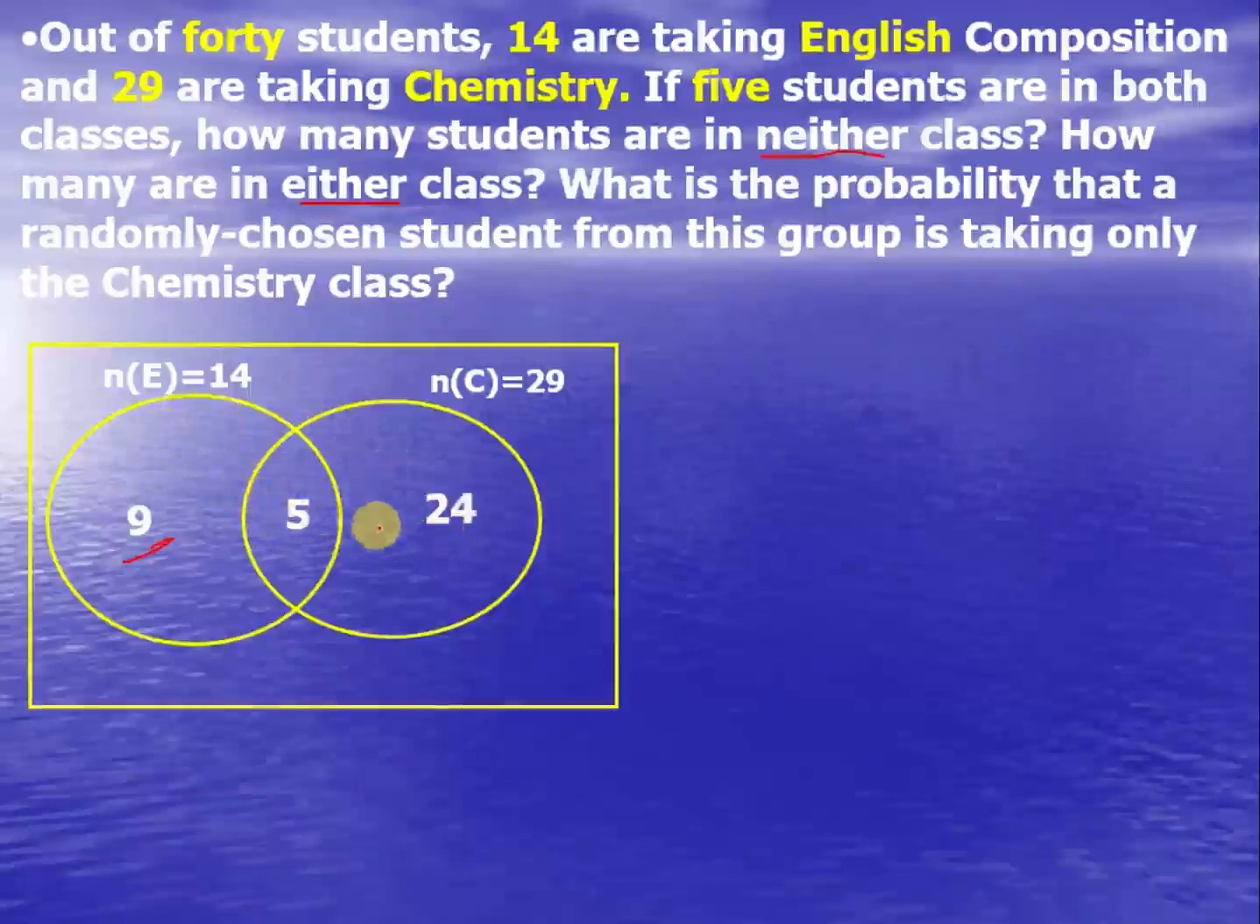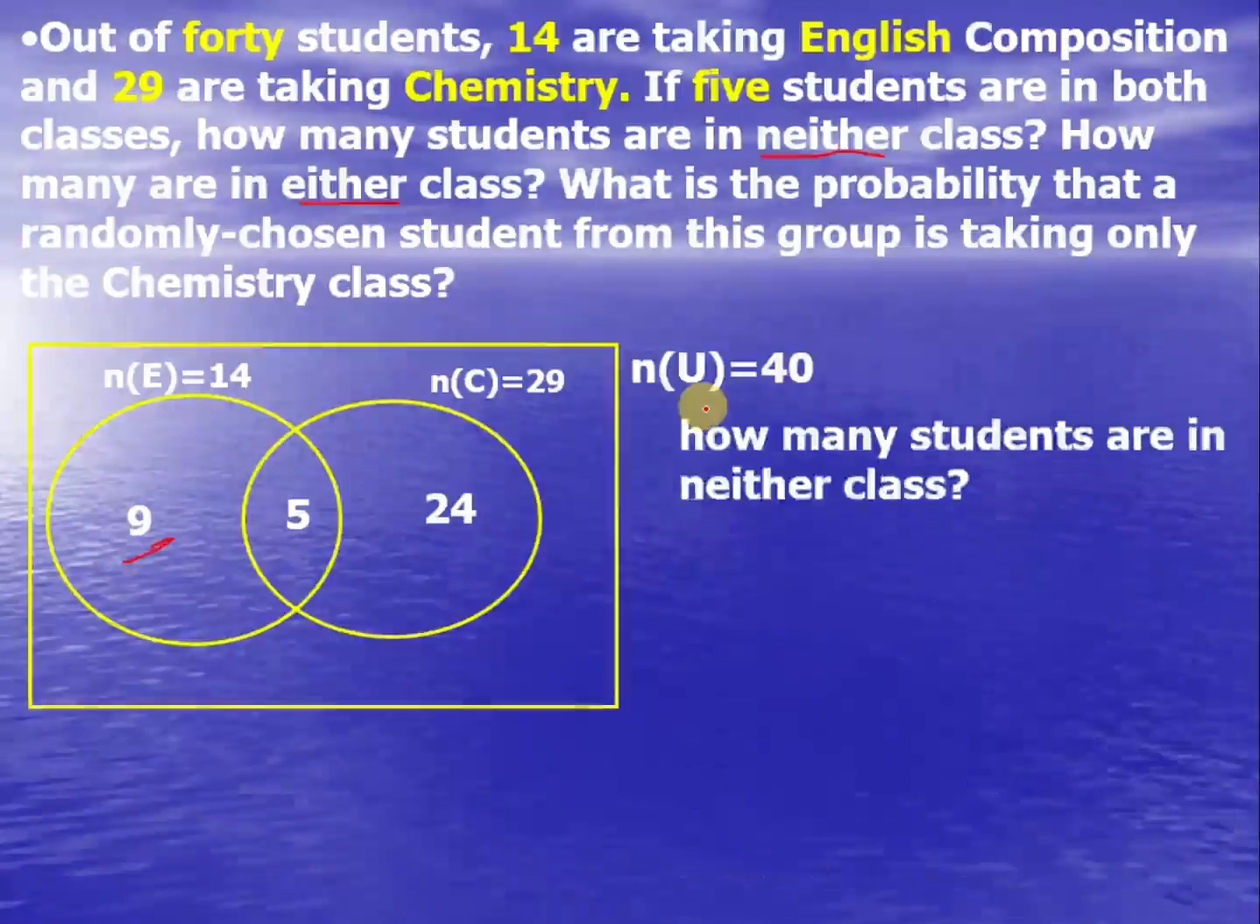24. Okay? 24. Now, the next thing we have to look at is the 40 students, the universal set, the number of students in the school or in the class or whatever it is. But their total is what? 40. Okay? Then, the first question that was asked: how many students are in neither class?